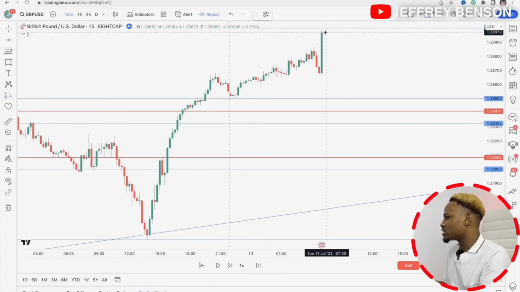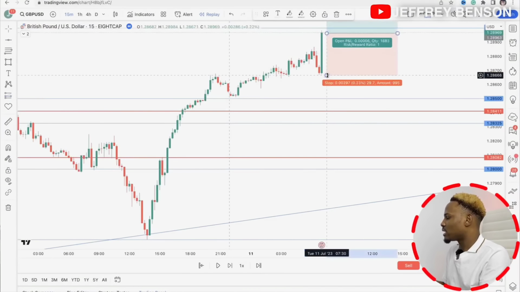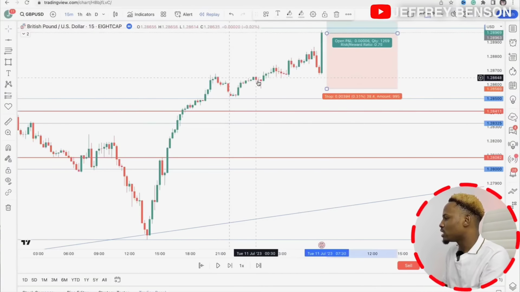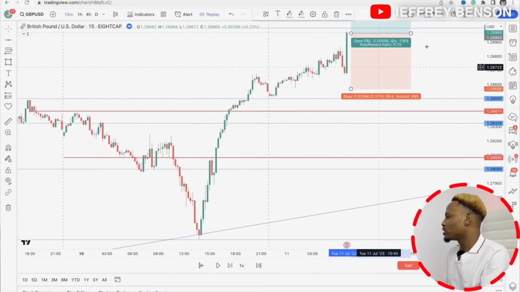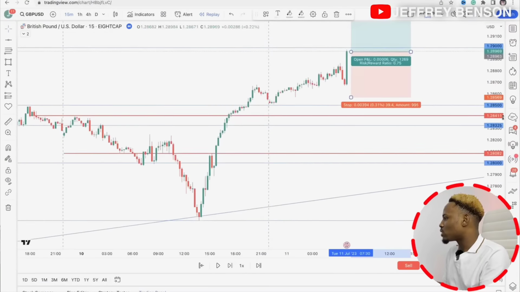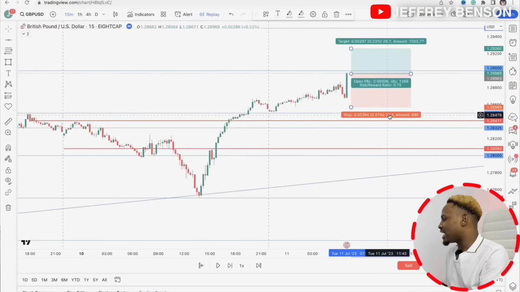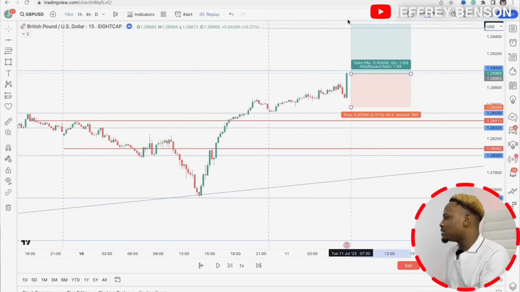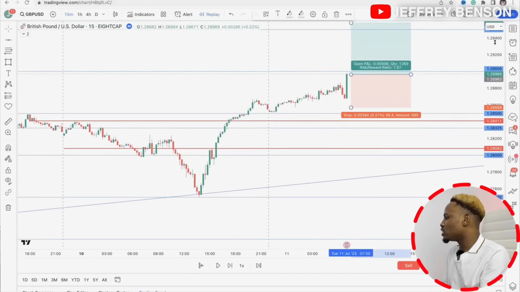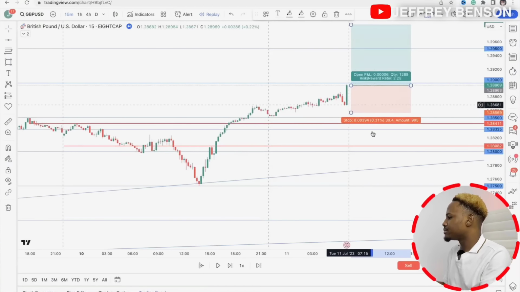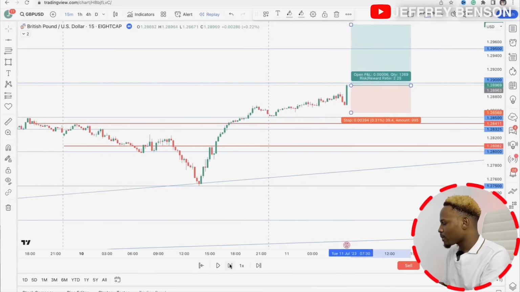I'd love to buy here, but since price is currently here, let me put it here. Then I'm going to put my stop loss somewhere around here. Why did I put my stop loss here? Because this is a recent low. For price to come back here, that means I'll be wrong. And each time, I want to target 2 times whatever I'm risking. I'm risking 39 pips, so 2 times that should be about 80 pips. All right, 80 pips to the upside. So let's go.